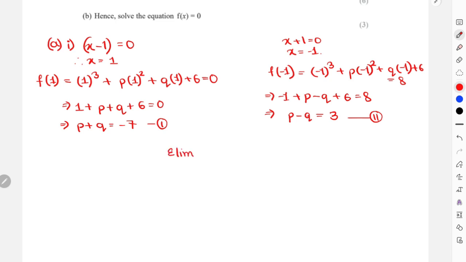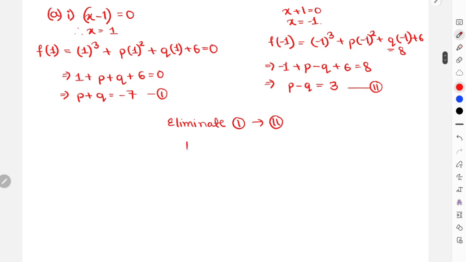So eliminate 1 from 2 or 2 from 1. This is going to be p plus q equals -7, and then p minus q equals 3. I do not actually have to eliminate it, q would be automatically eliminated. Then you will have 2p equals -4, and then p would be -2, right? So the value for p turns out to be -2.